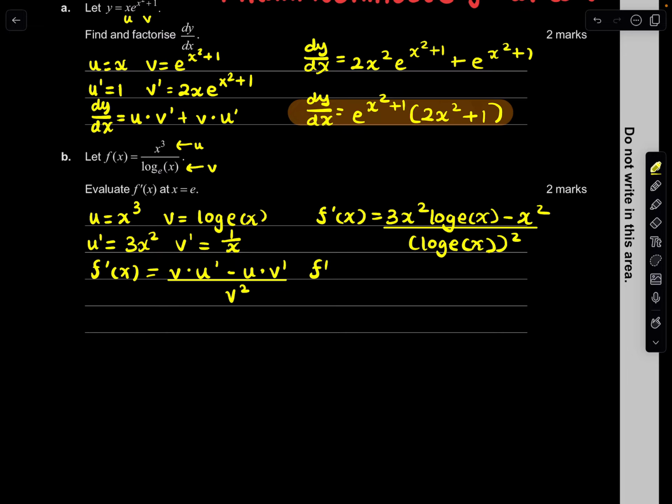So f dash of e is 3e squared times log e of e. Because the base is e and you're subbing e for x, it becomes 1. So that's 3e squared minus e squared, all divided by, again, you sub in e here, it's going to be 1, and squaring 1 is just 1. So you're left with the answer: f dash of e is 2e squared. Beautiful.